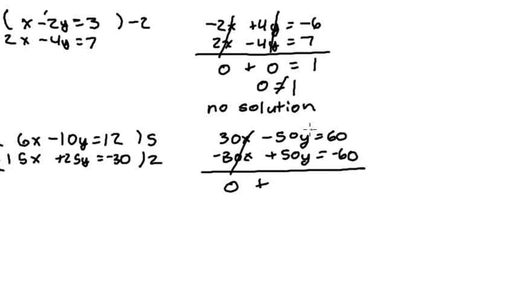And look what happens. Those cancel, giving me 0. Those cancel, giving me 0. And these cancel, giving me 0. Here I get 0 equals 0, which it does. 0 does equal 0 all the time. Doesn't matter what x is or what y is, 0 still equals 0. So that means for this system of equations, I have infinitely many solutions.